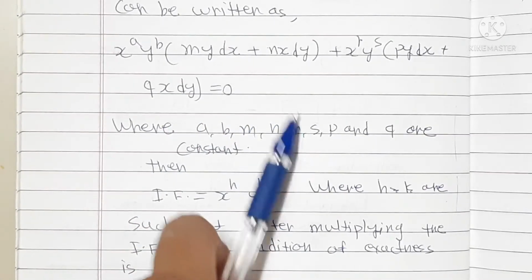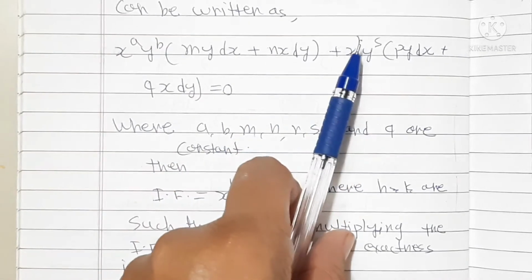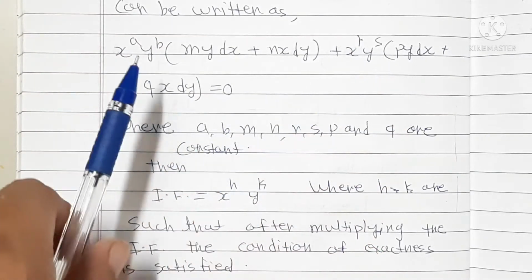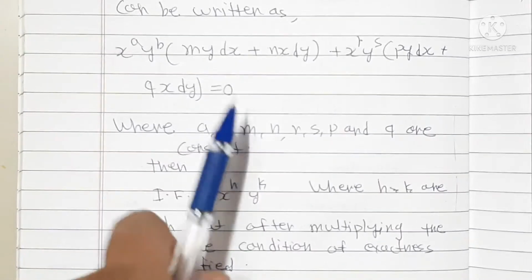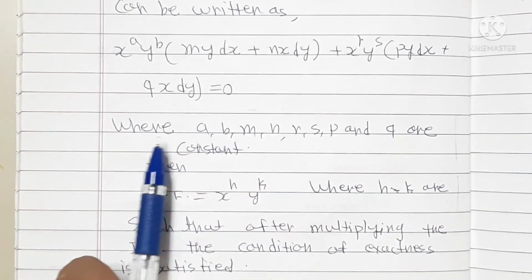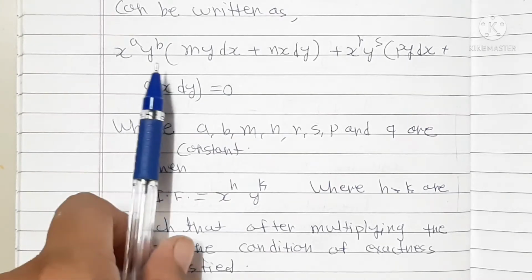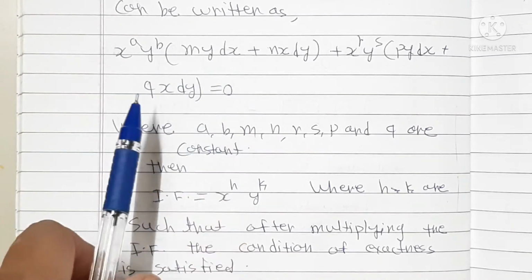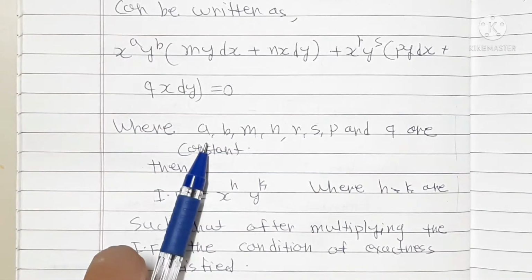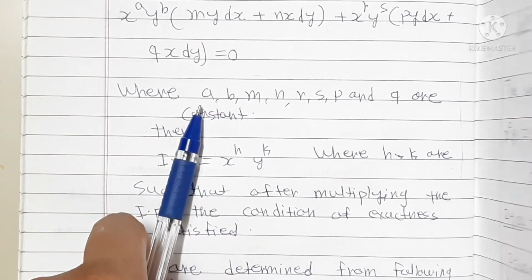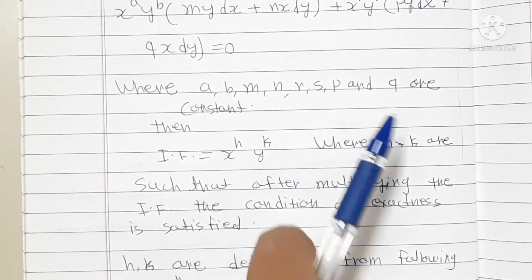In this form, we have to remember the sequences A, B, M, N, and second R, S, P, Q. That means A, B always come with M, N, and R, S always come with P, Q. In this way, we can remember this form. When our equation is in the given form, then comparing this equation with this, we can find the values of A, B, M, N, R, S, P and Q.